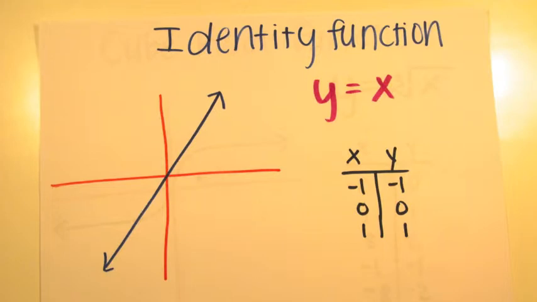We also can see where the function crosses the x and y axis. That's at 0, 0. So that's our x and y intercept. X is 0 and y is 0.